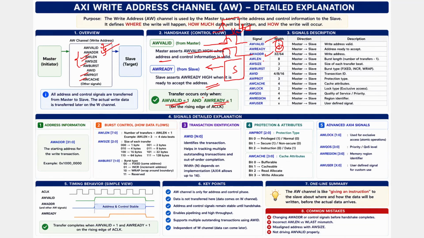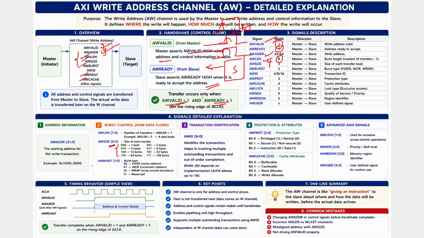And then the length: it supports 8 bits if it is AXI4, and 4 bits if it is AXI3. And then the burst size is 3 bits. Based on the 3 bits, you can see the size values here: 0, 1, 2, 3.